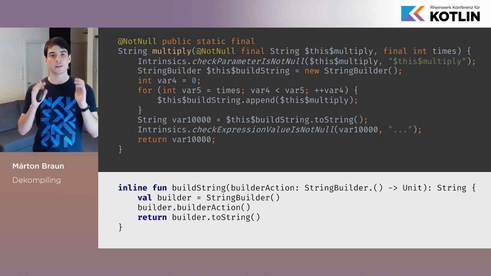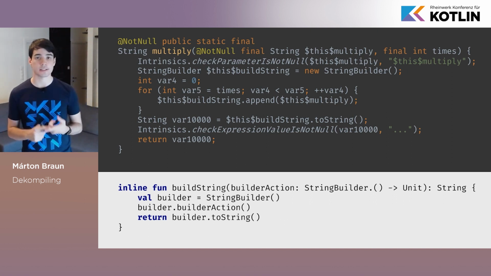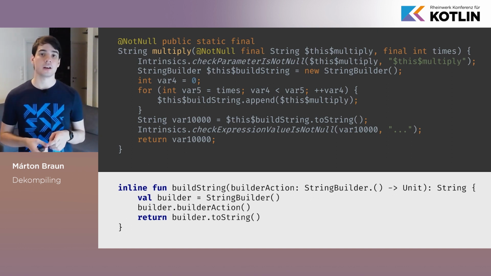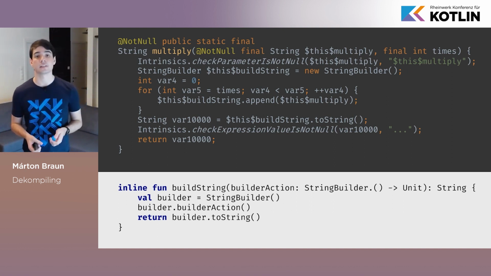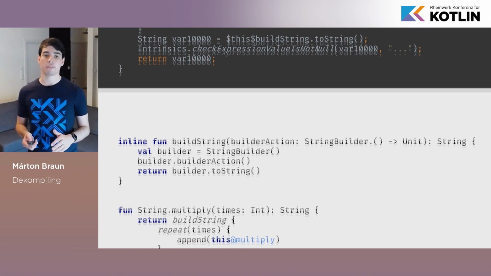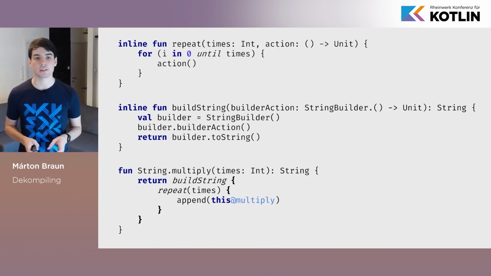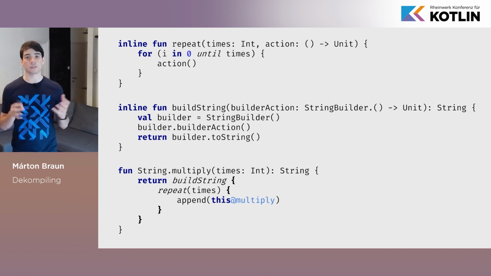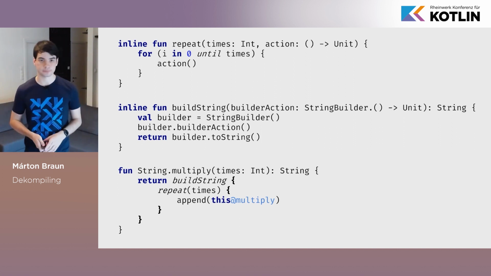So now we have a multiply function which contains both the string builder's creation and usage, as well as the looping logic, the repeat logic inside it directly, without having to create any function instances or anything like that. So we have very performant bytecode. However, if we take a look at what we have in our Kotlin sources now, we can see that we have extracted multiple pieces of reusable logic, which we could then use in other places of our code base as well.